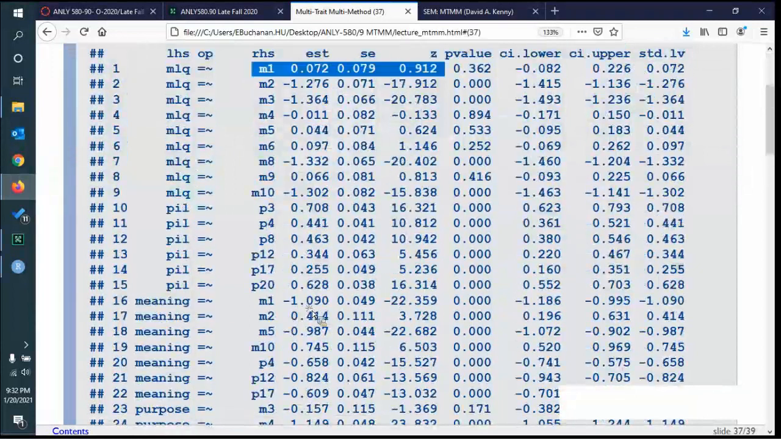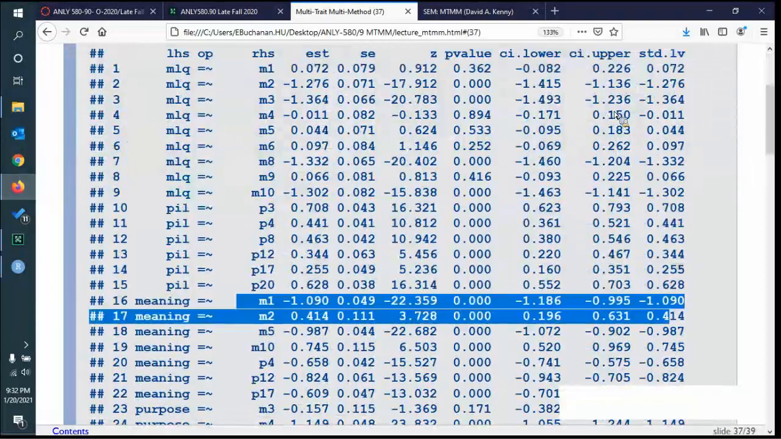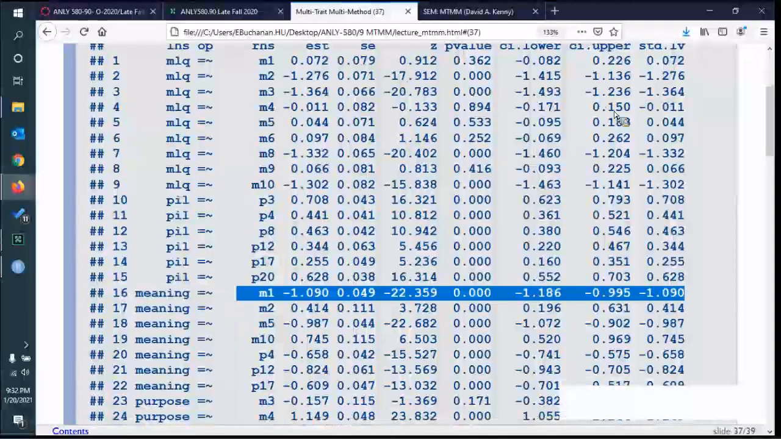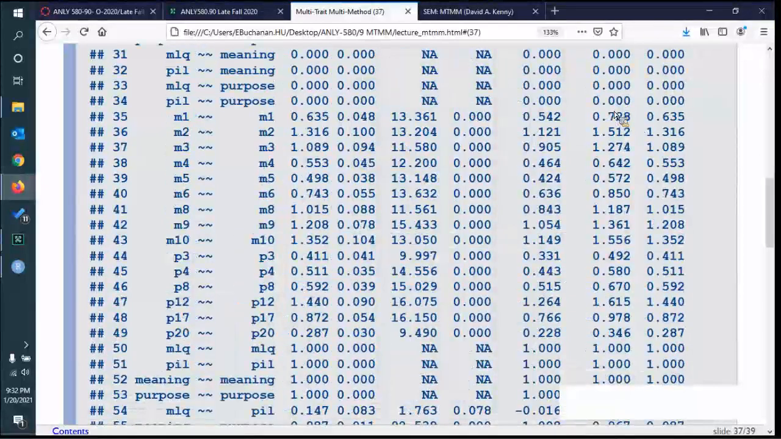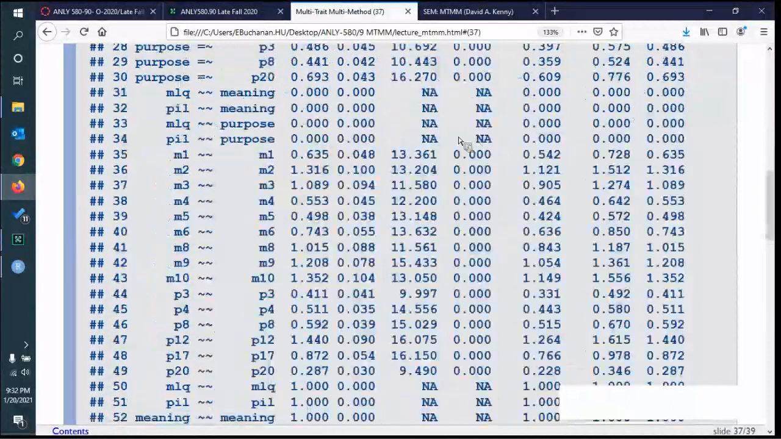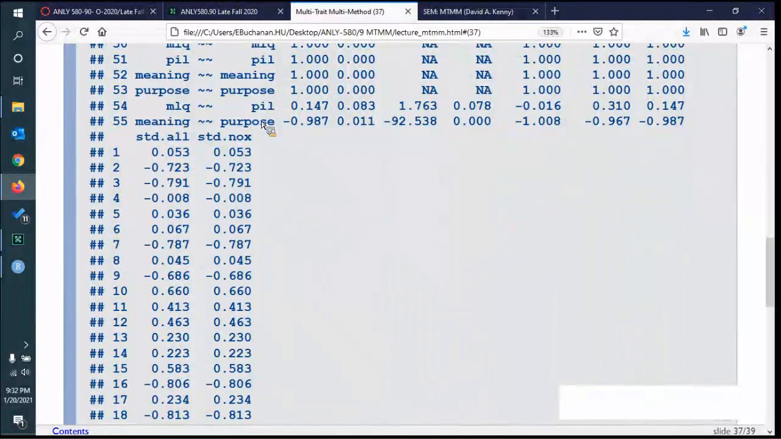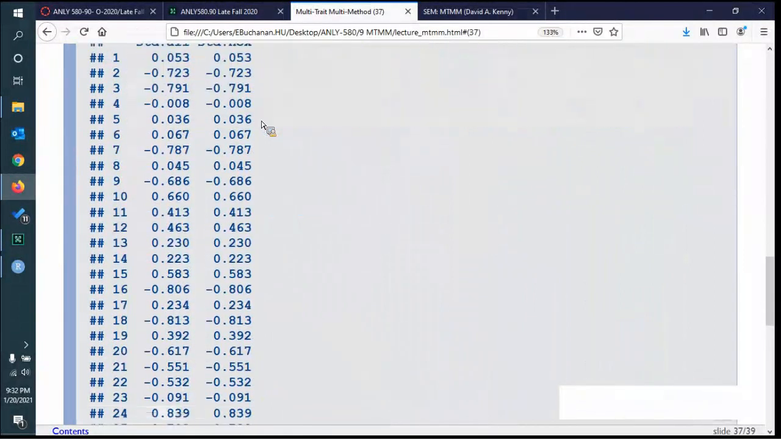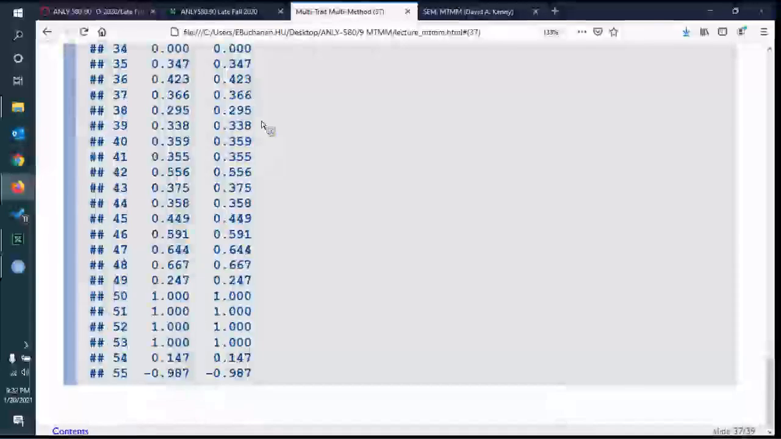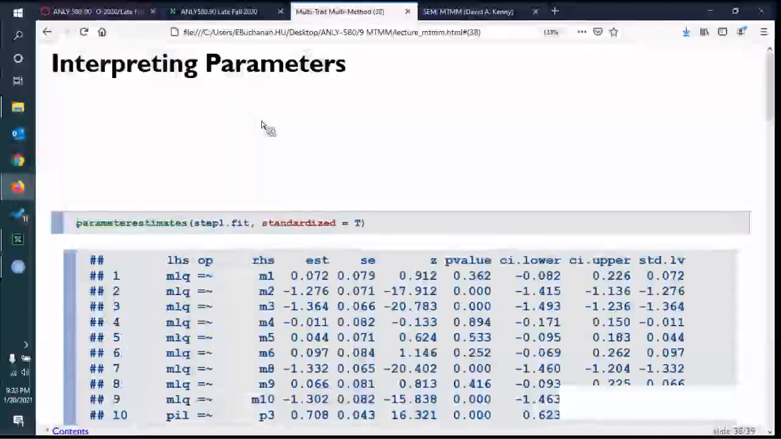So I printed out the table here, but it's easier if I put them next to each other because otherwise I'm comparing here to here and it can be kind of... I'm sorry. We gotta scroll all the way down to get to the standardized all option. Okay. It's just easier to sort them in RStudio.